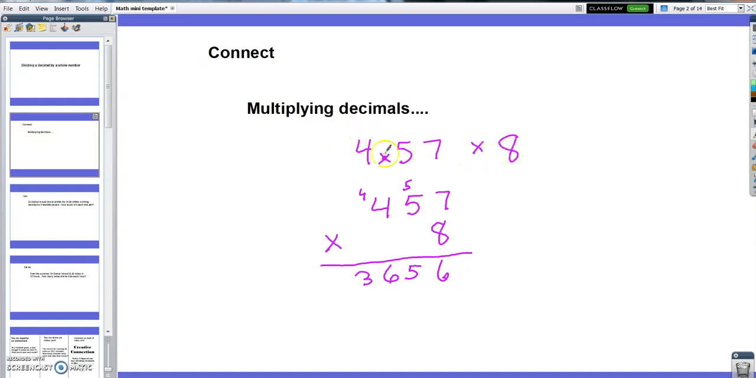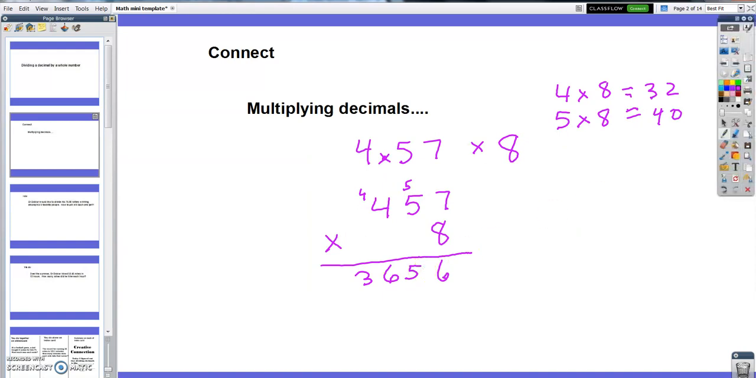So I'm going to take these numbers now and say, well, I'm multiplying really like 4 by 8 or 5 by 8, something like that, if I round this number. And I know both of those, so I'm just going to assume I'm looking for something that's around 32 or 40. Because remember, the decimal is not going to change my digits, it's just going to change where the decimal goes.